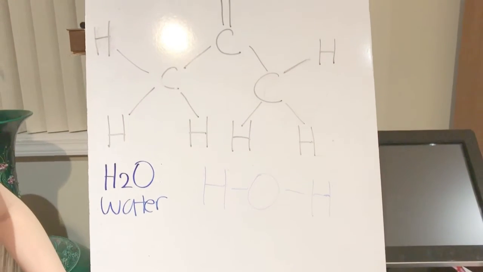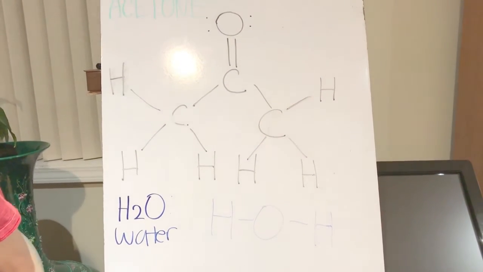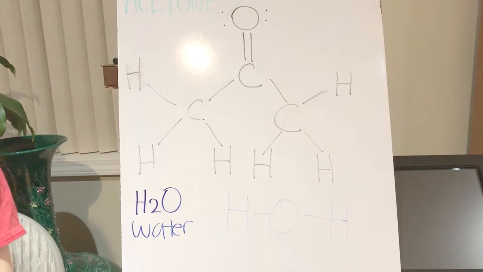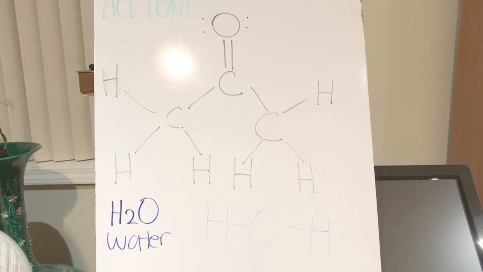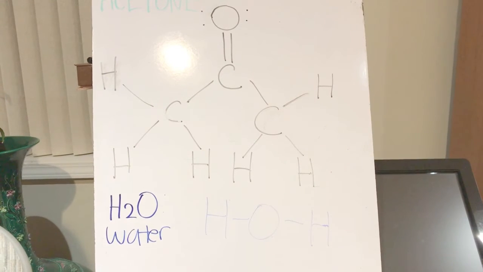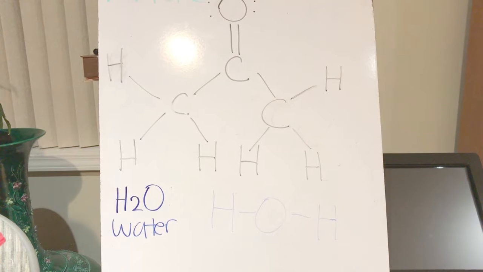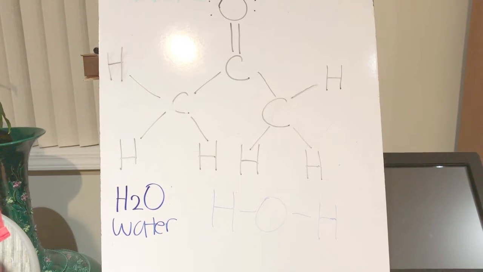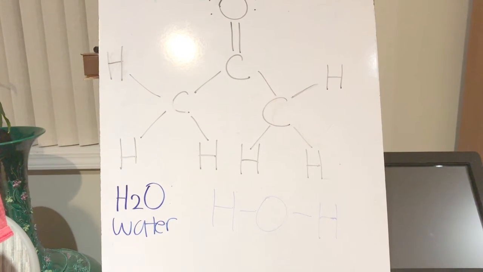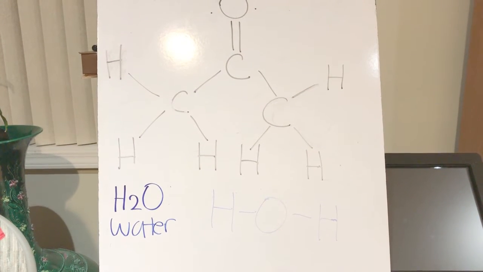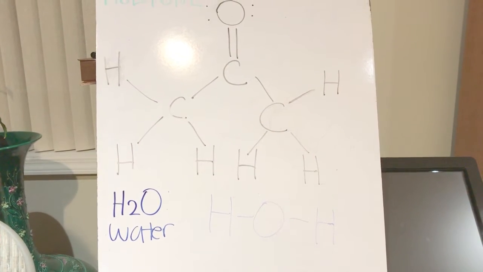Hydrogen bonding is technically the strongest intermolecular force, excluding ion-dipole bonding. Since acetone has weak intermolecular forces, the bonds break easier, meaning it will evaporate quicker. Hydrogen bonding, on the other hand, is more difficult to break, which is why the boiling point of water is so high compared to acetone. The boiling point of acetone is 56 degrees Celsius, while the boiling point of water is 100 degrees Celsius.